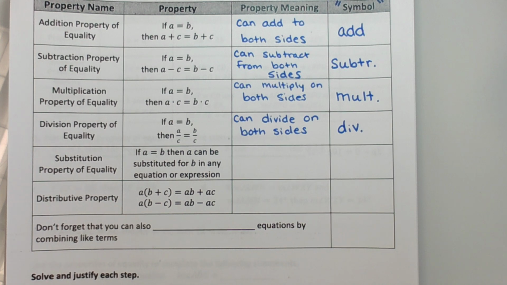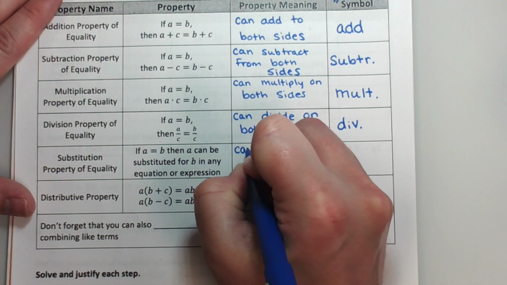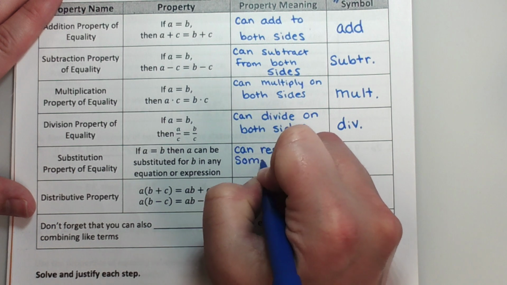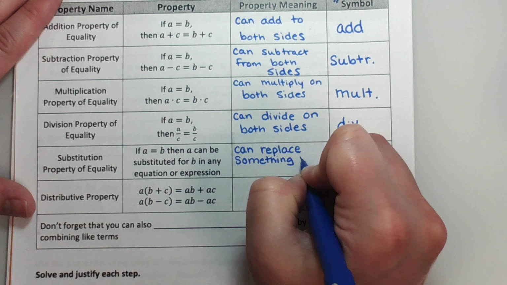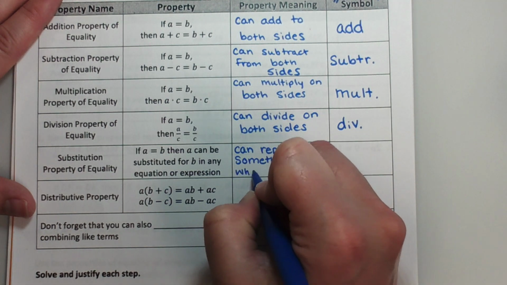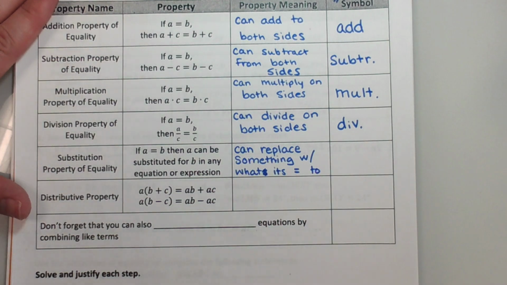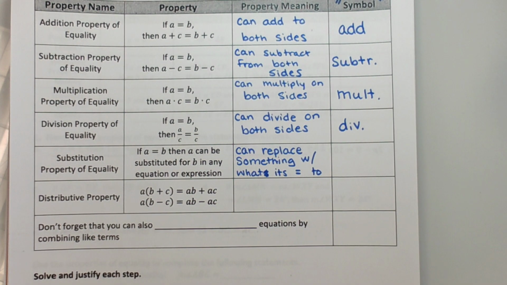So those are your basic solving things, but there's also some other things that we commonly do in solving. One of them is substitution. Substitution states that if A is equal to B, then A can be substituted for B, so it can be replaced in any equation or expression. You can replace something with what it's equal to. Now here's the thing. Y'all know this one too. We've been doing substitution.